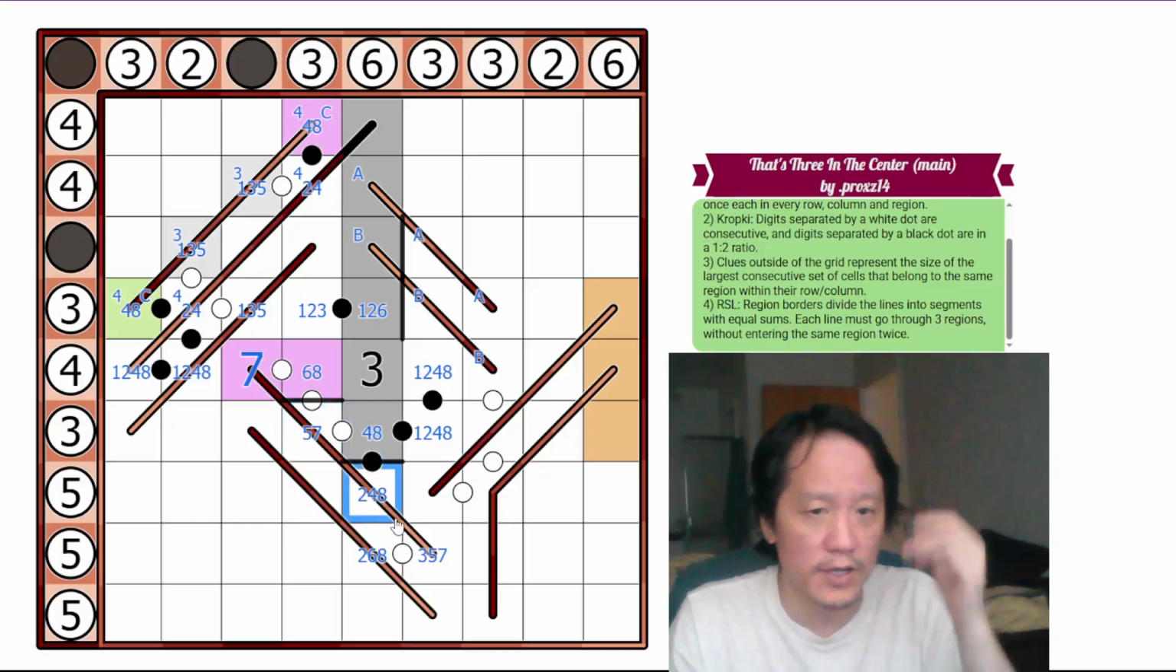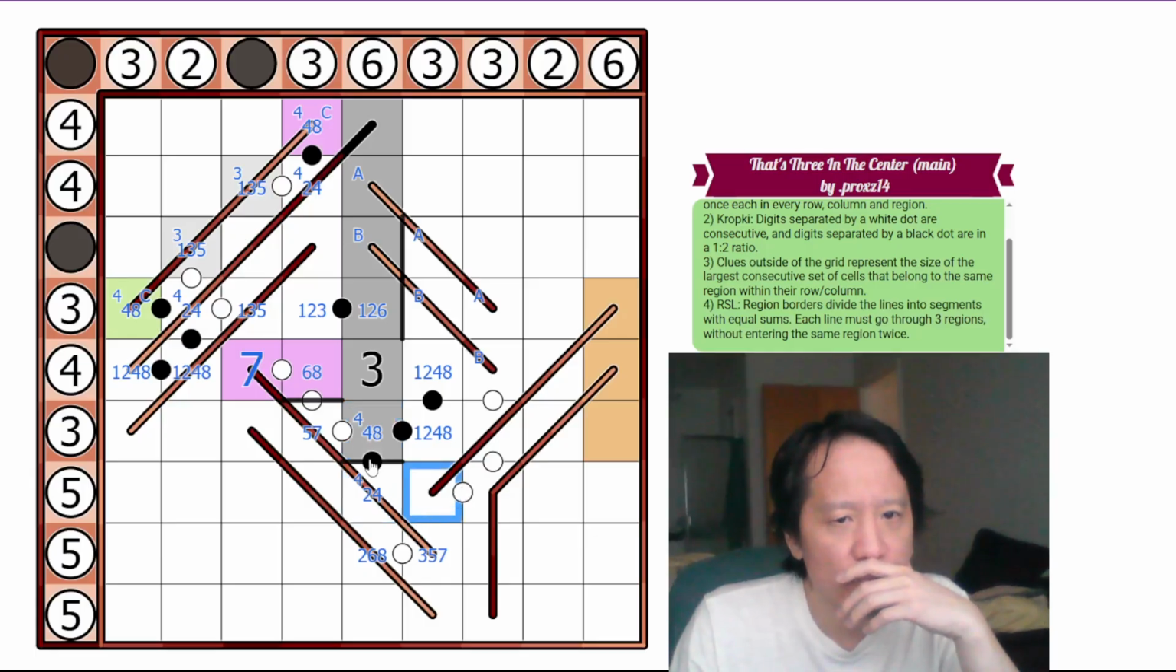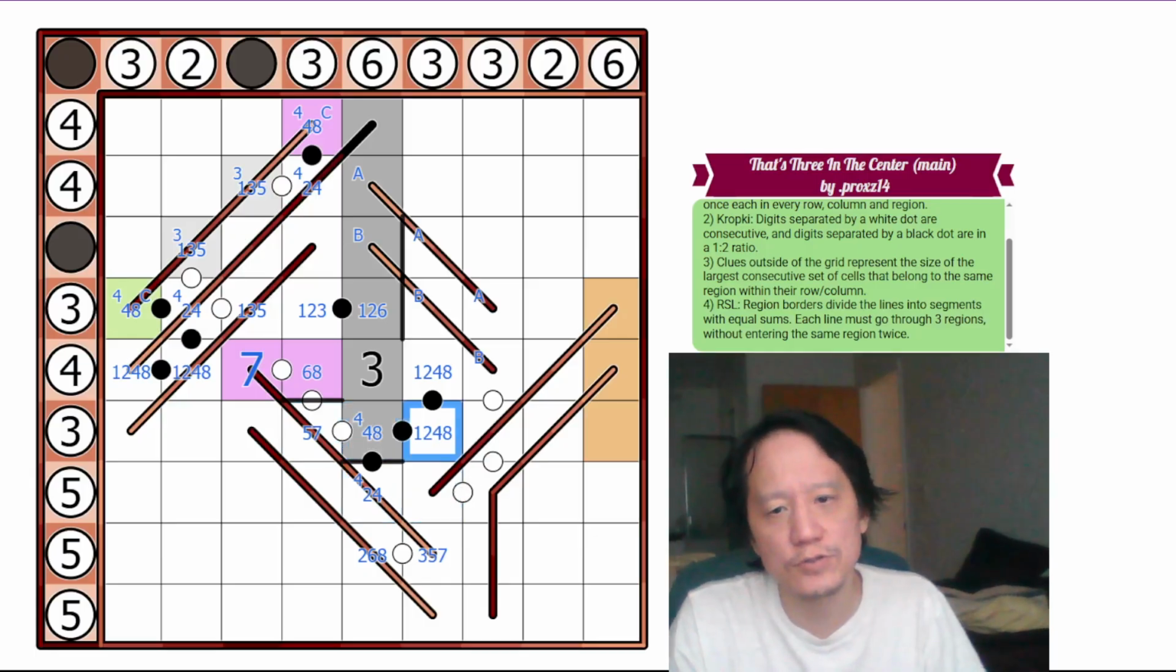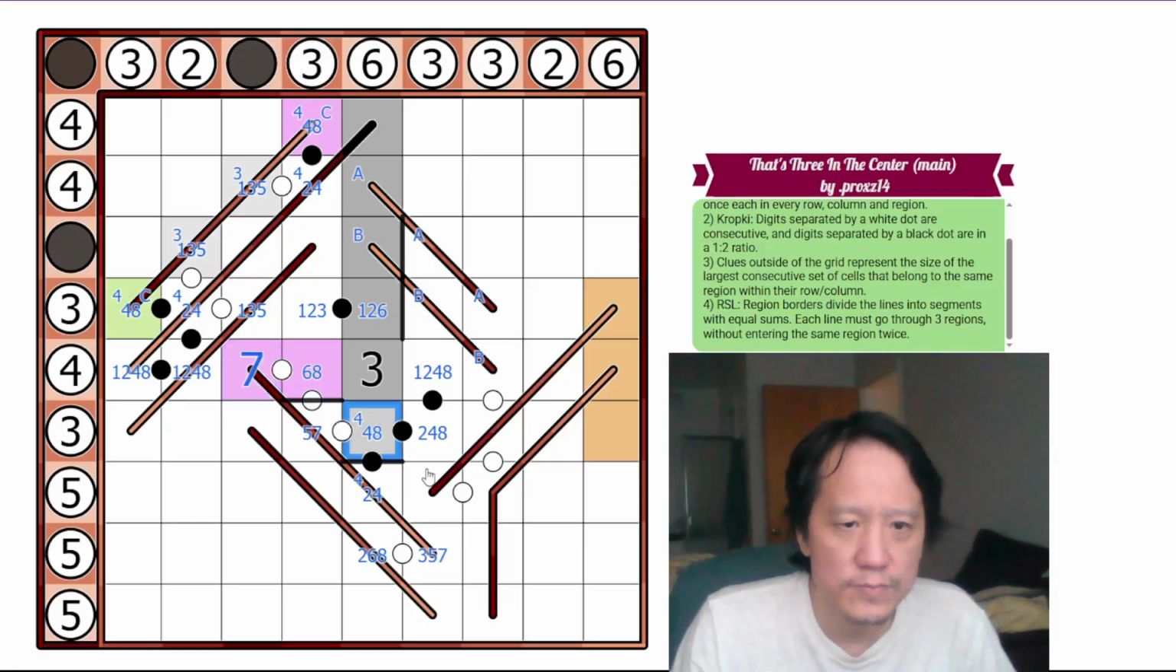4 can never go to 8 here. That's too large. So one of these is always 4. 4 and 8 can go to 2, 4, and 8 here. This is 7. So 5, 2, and 7 works.